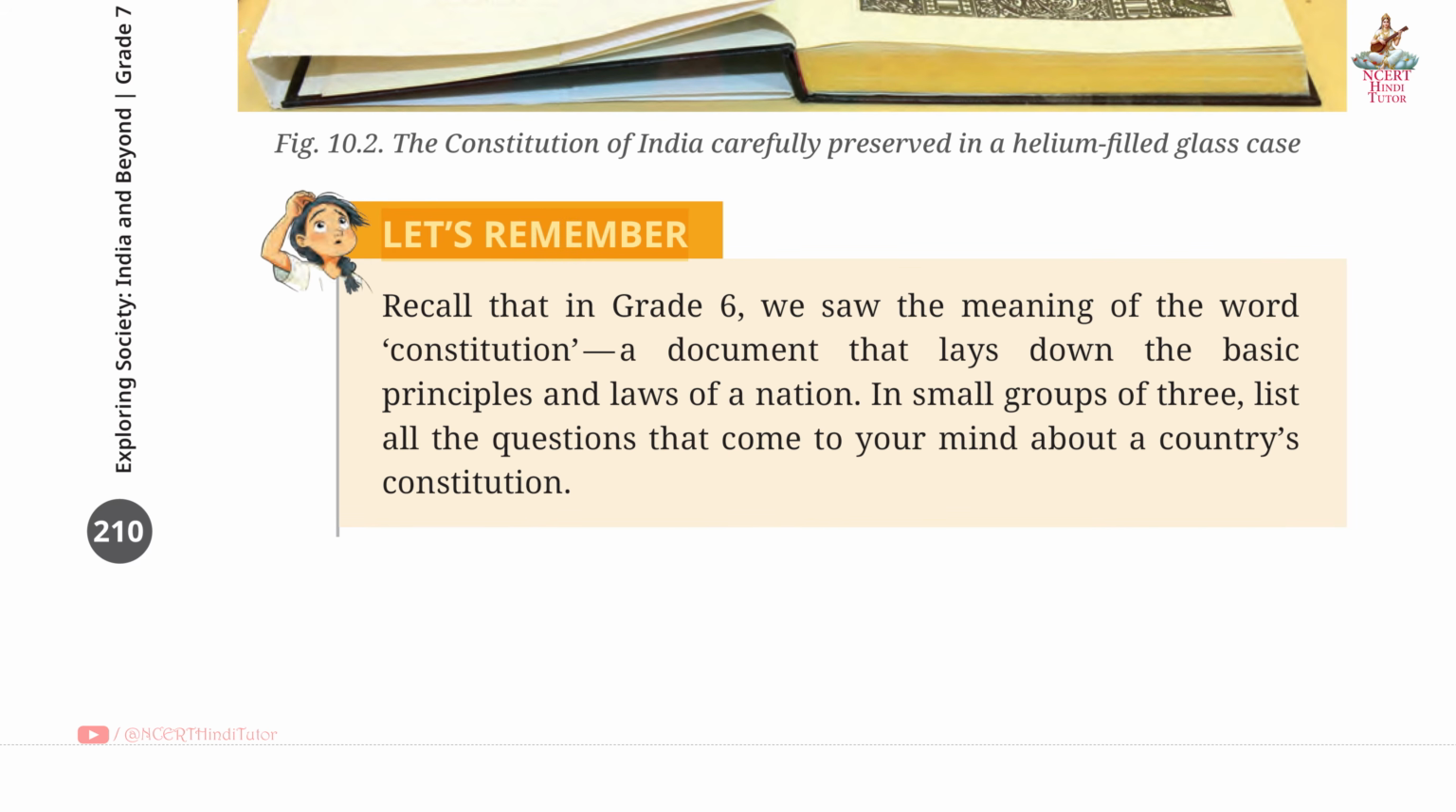Let's remember, page 210. Recall that in Grade 6 we saw the meaning of the word constitution: a document that lays down the basic principles and laws of a nation. In small groups of 3, list all the questions that come to your mind about a country's constitution.